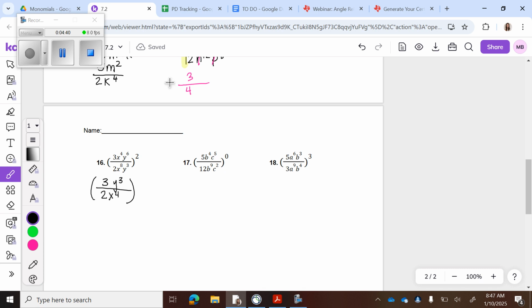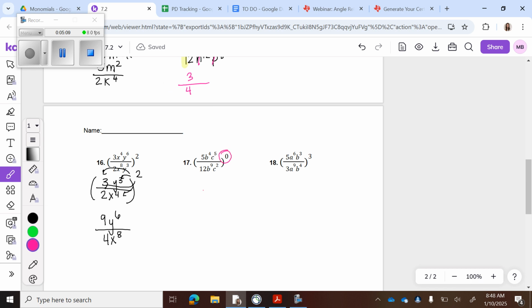Now this whole thing is raised to the 2nd power. So I've got to do the power rule. I'm going to distribute that to everything, in the numerator and the denominator. So this is going to become 9y to the 6th over 2 to the 2nd, which is 4x to the 8th. So if you simplify at the beginning as your first step, once you distribute this power, it should already be simplified. Ooh, we got lucky on number 17.